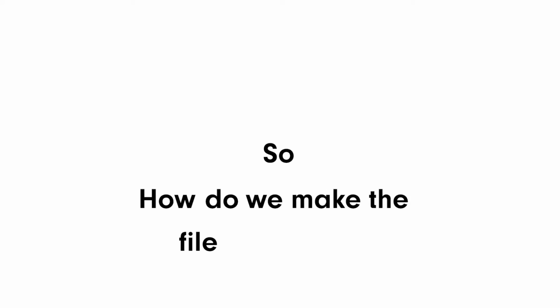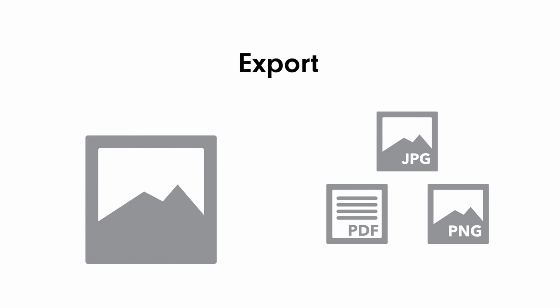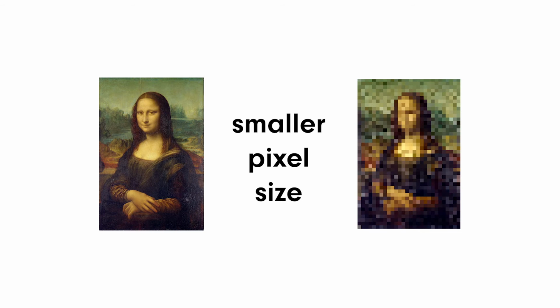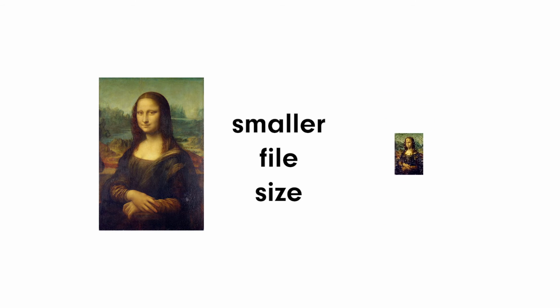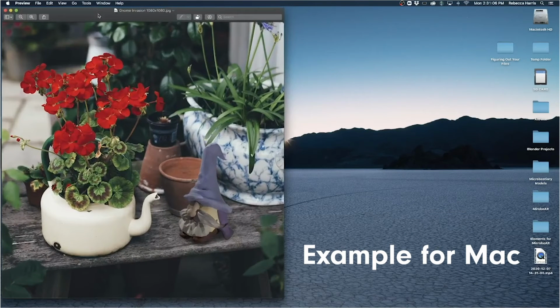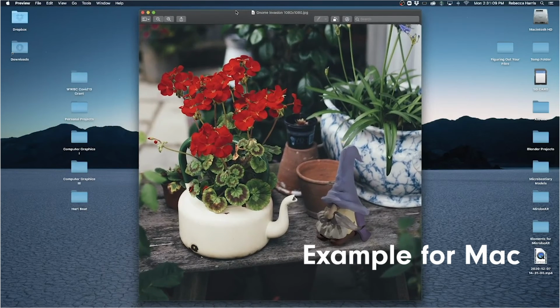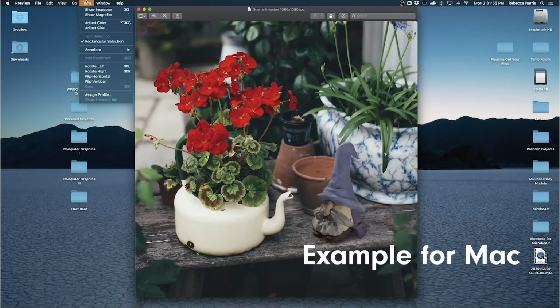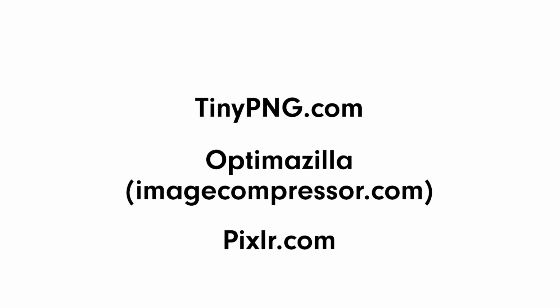So, how do we make the file size smaller? There's a few ways to do this. You can export it as a different file type, or you can change the image size. By changing the pixel size of the image, you can also change the amount of information or detail that the image has. And there's a couple ways you can do this too. Some computers allow you to open the image in a preview program such as Photos on Mac or PC. From there, you can export the image or change the file size in that program. Another way to do it is to use a specific program for image optimization, such as tinypng.com, Optimizilla, or Pixlr.